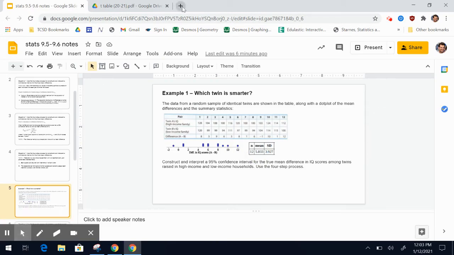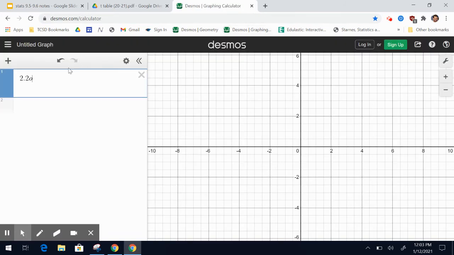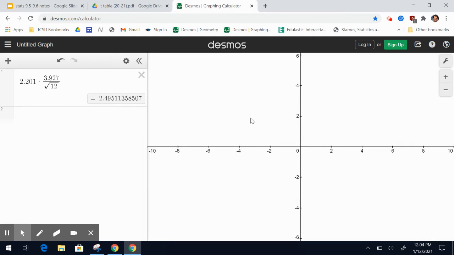Okay, so I'll open up Desmos graphing calculator. I'll type in 2.201 times a fraction, 3.927 over the square root of 12. And there's my margin of error. So over here, let's write this down. So right now, point estimate 5.833 plus or minus, and I'll round, that's 3 decimals. So the 1 leaves the 5 the same, so 2.495. And I'll go ahead and add and subtract those.